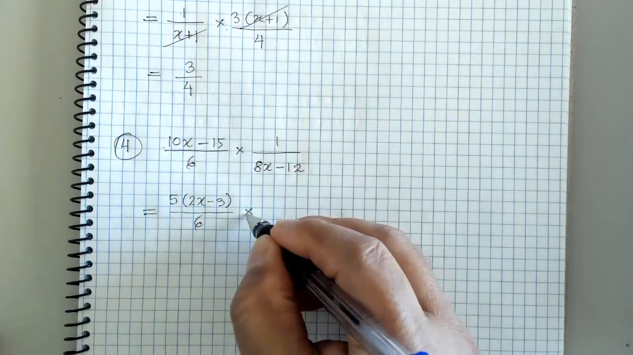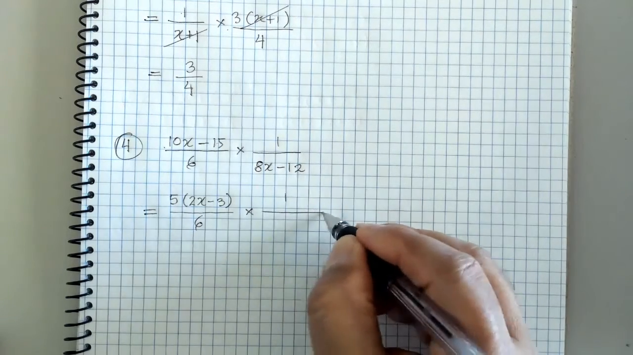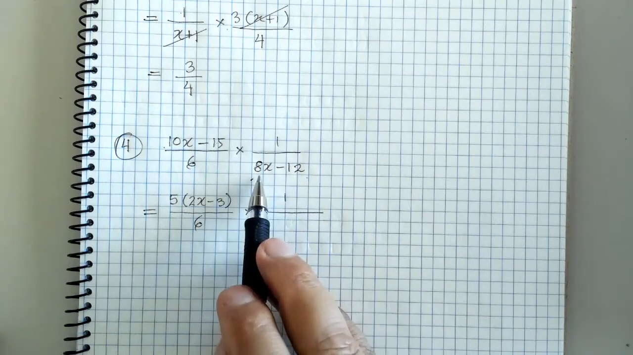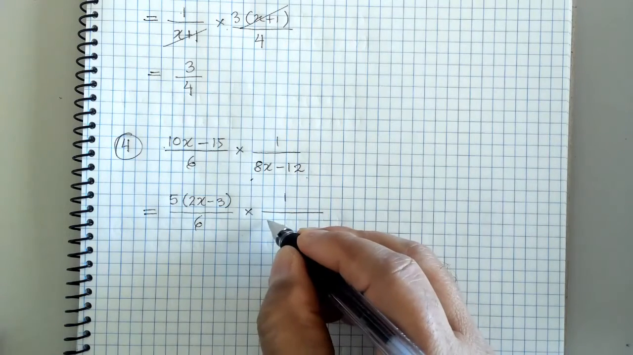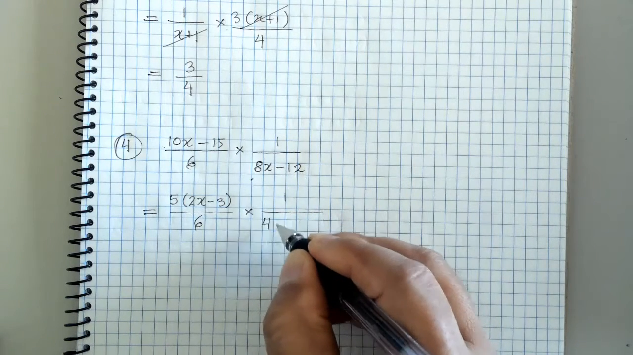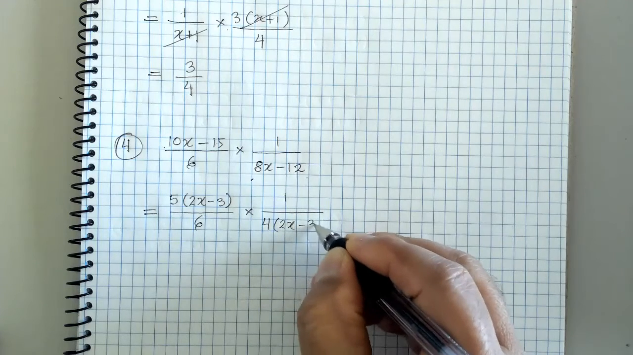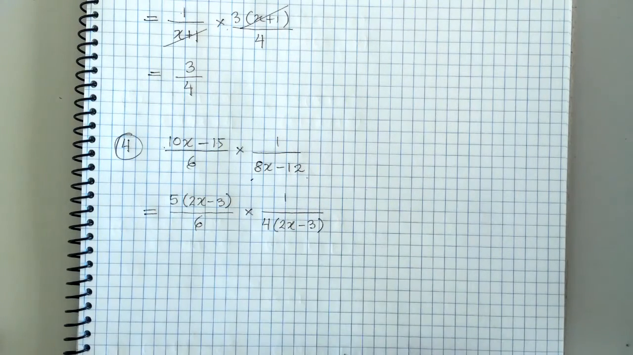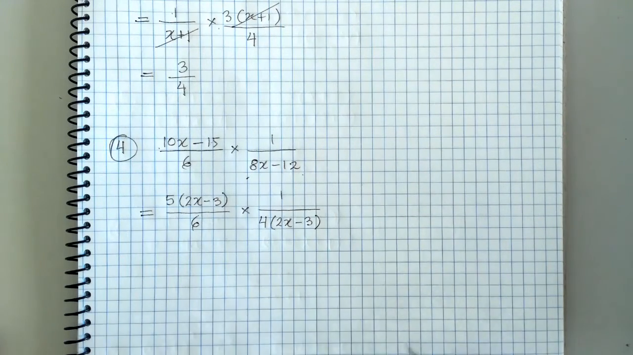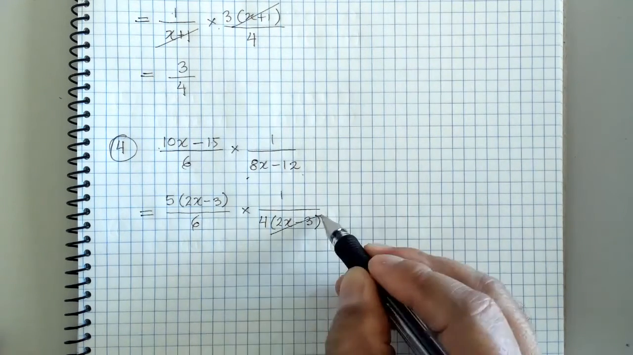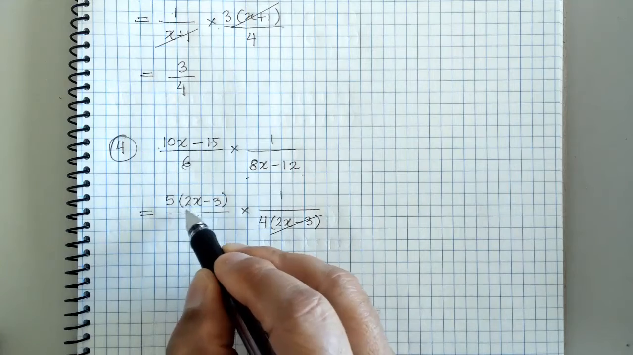And then times 1 over... The highest common factor between 8 and 12 is just 4, and the other factor is going to be 2x minus 3. The good news is that we have 2x minus 3 in here and 2x minus 3 in there.